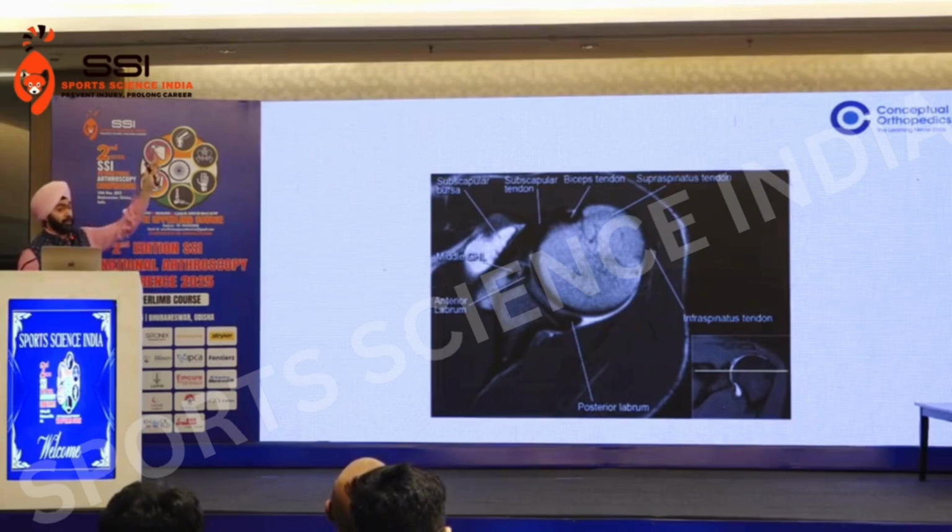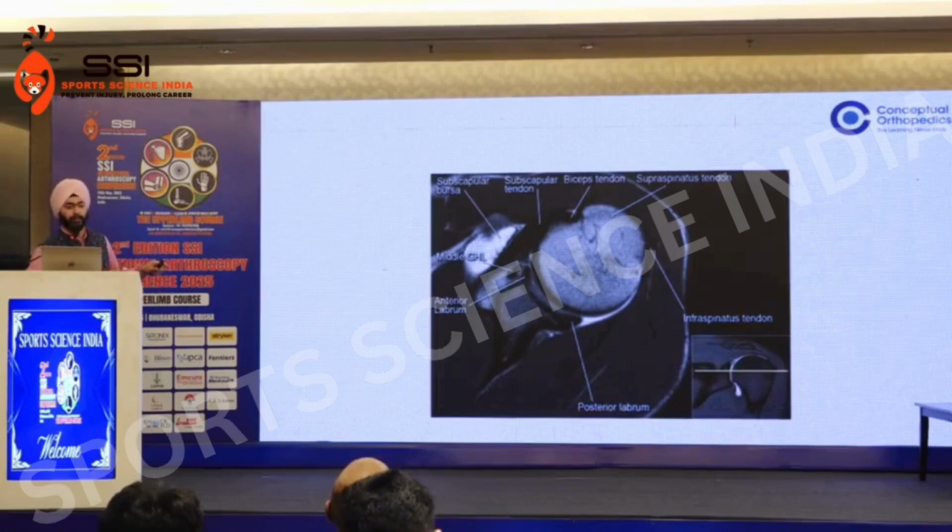That's very superior, looking at 2 o'clock. So a Bankart tear would be 3 o'clock and below. So when you're not seeing the coracoid and see a gap between the anterior labrum and the glenoid, that's your Bankart tear. And the third thing you're looking for is Hill-Sachs.